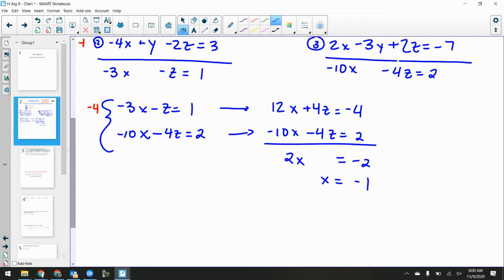All right, now let's plug it in to find z. Let's go back into our original top equation, or sorry, just this new system top equation. -3x, we know x. -3 times -1 minus z is equal to 1. So I have 3 minus z is equal to 1. So we have -z is equal to -2. So z is 2.